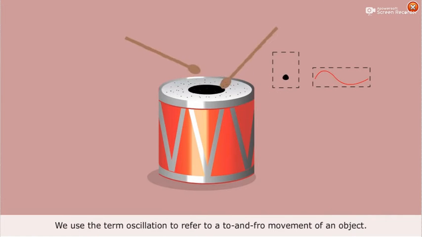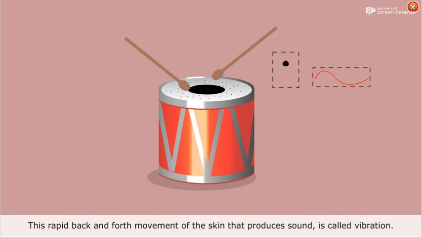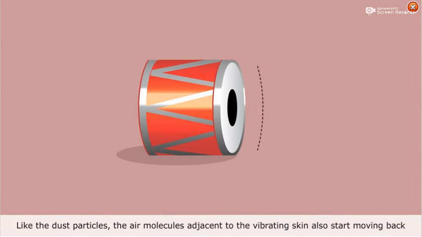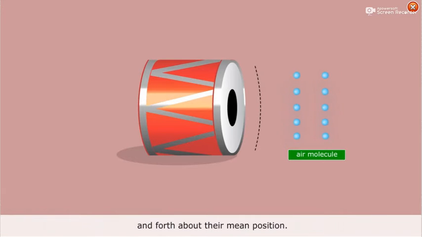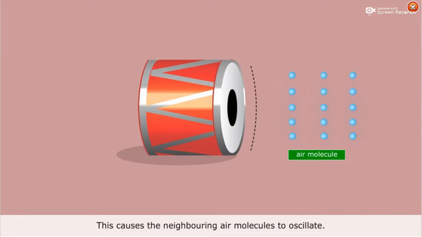We use the term oscillation to refer to a to and fro movement of an object. This rapid back and forth movement of the skin that produces sound is called vibration. Like the dust particles, the air molecules adjacent to the vibrating skin also start moving back and forth about their mean position. This causes the neighboring air molecules to oscillate.